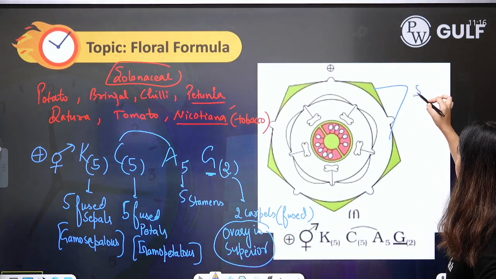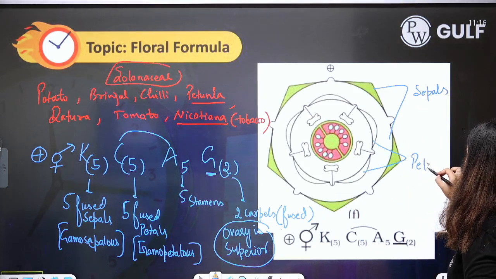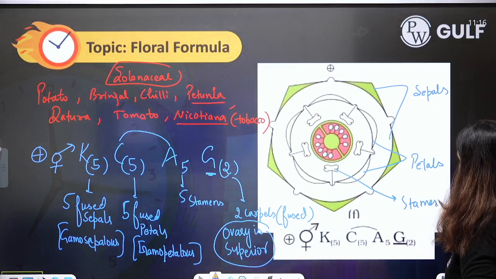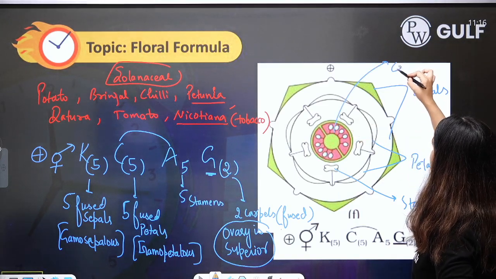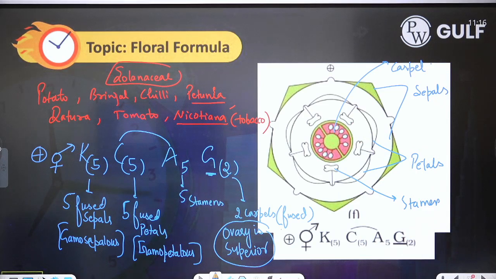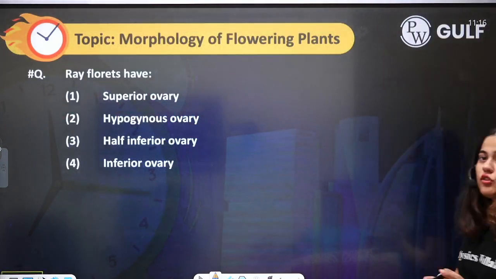These are sepals, these are petals, this is stamen, and this is carpel. Right? I hope this is clear to all of you, the formula of the Solanaceae family. So now we'll start solving some questions.